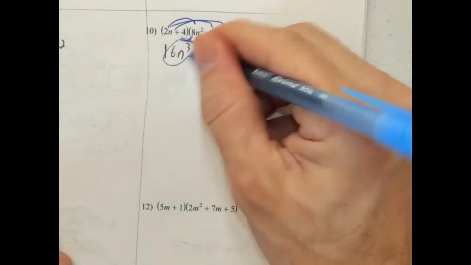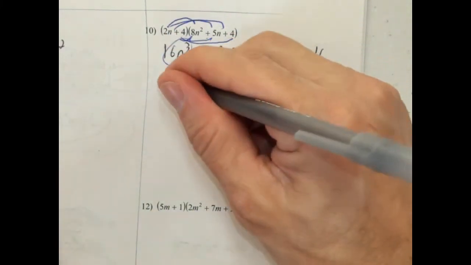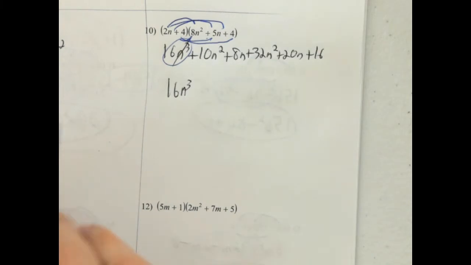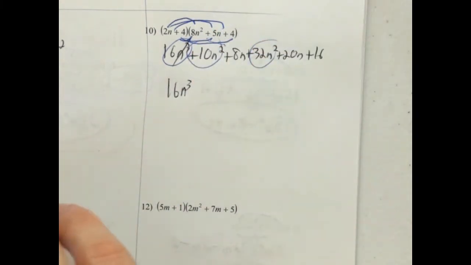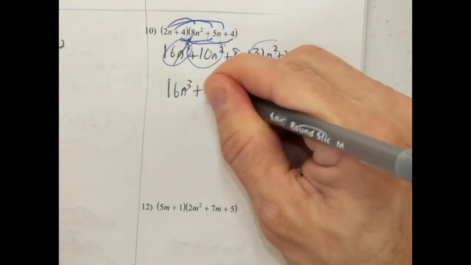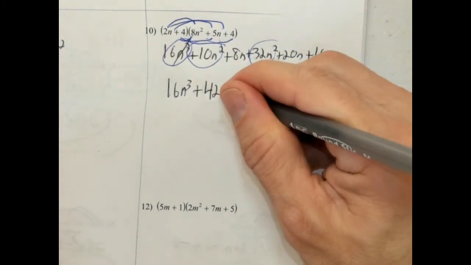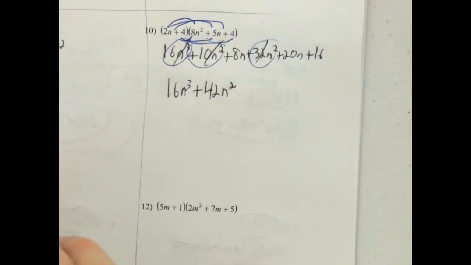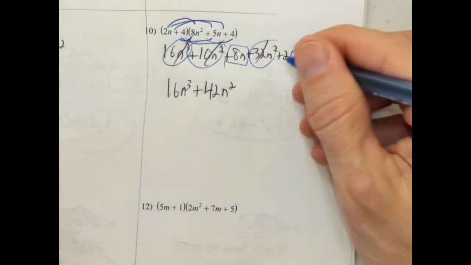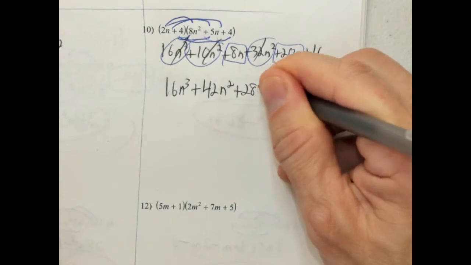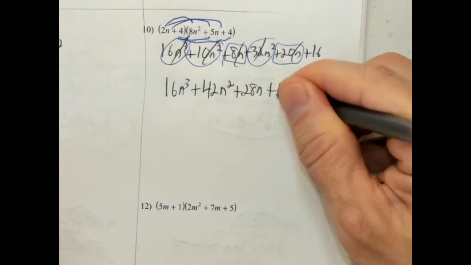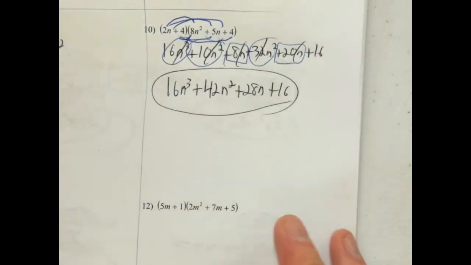So 16n cubed, there's no other n cubed, so it's coming down here, 16n cubed. 10n squared and 32n squared. 10 plus 32 is 42, so plus 42n squared. You got 8n and 20n. 8 plus 20 is 28, plus 28n, plus 16. There you go. Bing, bang, boom.